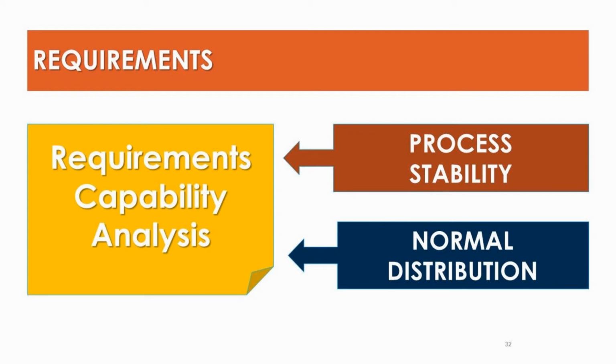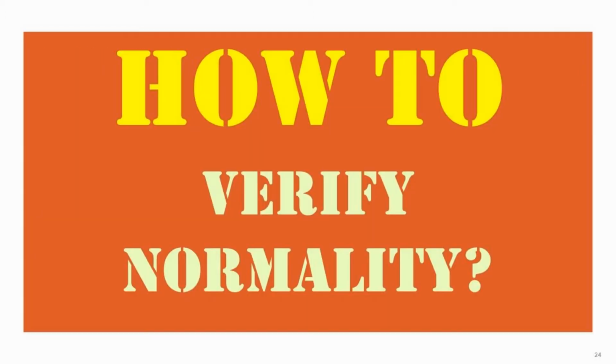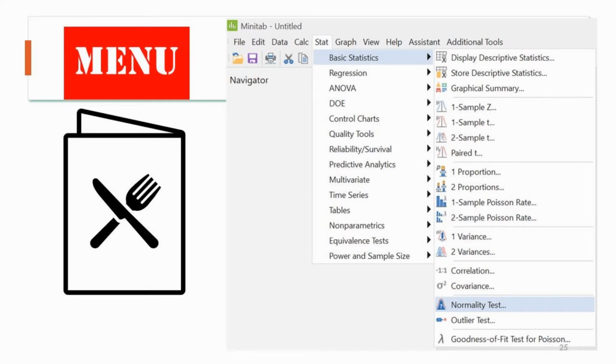Second requirement: how to verify normality. Normality is a little bit harder to calculate, so we are going to use Minitab. Minitab is software for statistics. So we go through the basic statistics menu, and then the normality test. In the normality test, we are going to select the column where we have the data, and we are going to have these results.